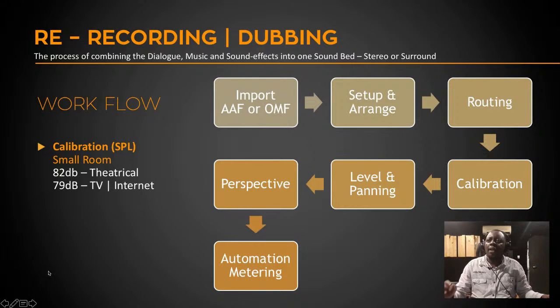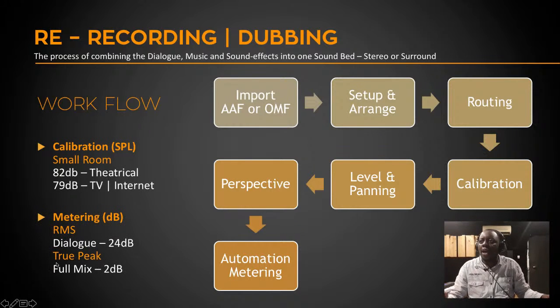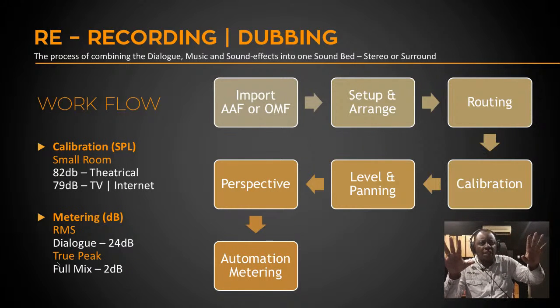Then after the process, we come to the last step. As you meter, make sure that your root mean square, your RMS, is minus 24 dB. In other words, many people talk about true peak. Dialogue is the main important thing in any content that you're creating. We need to hear what you're talking about.